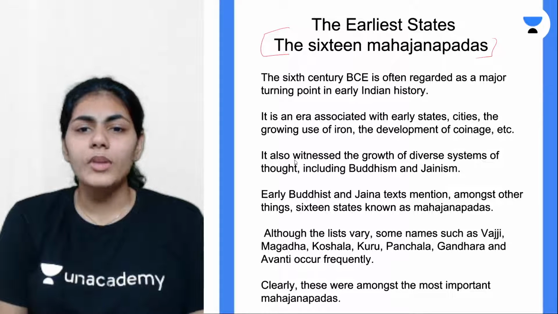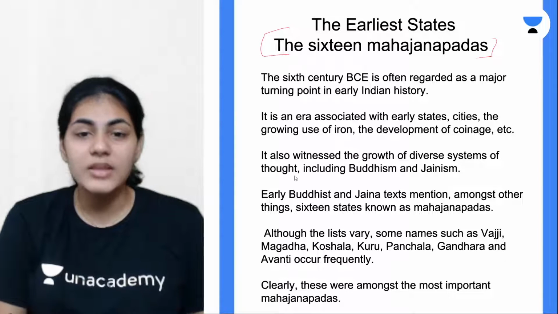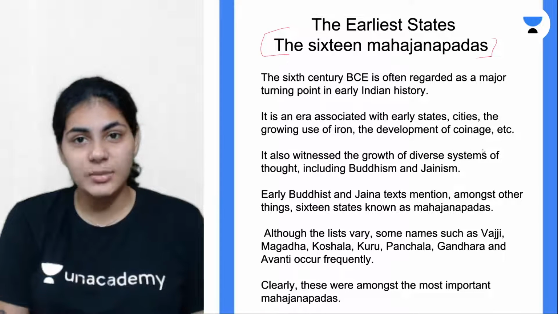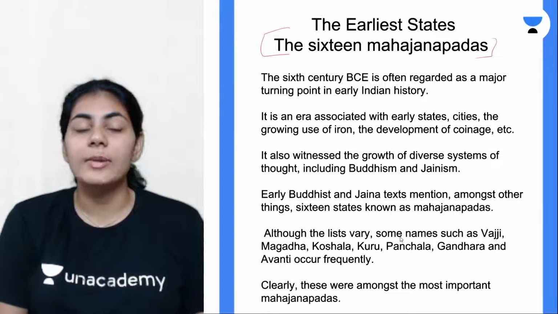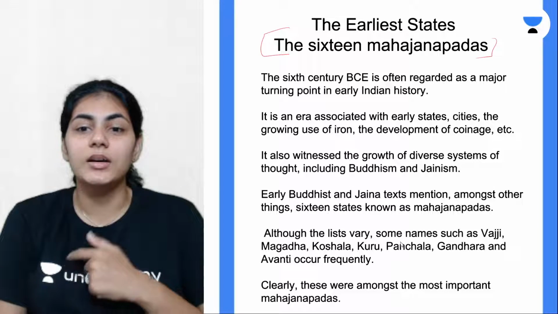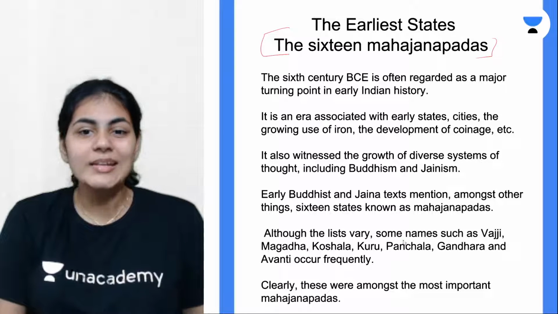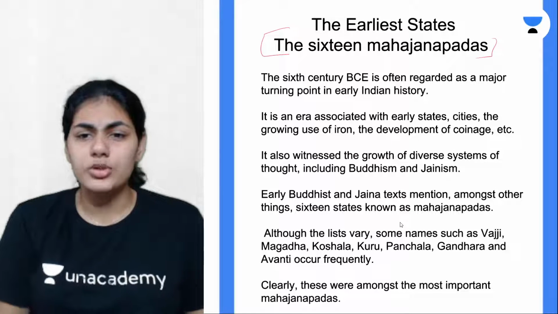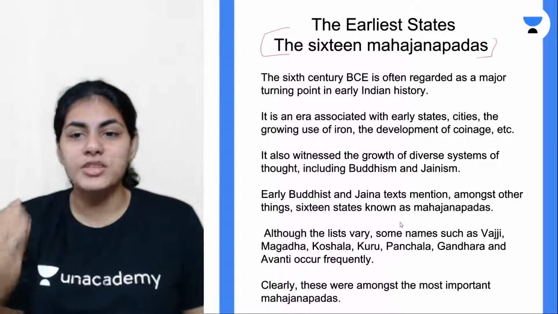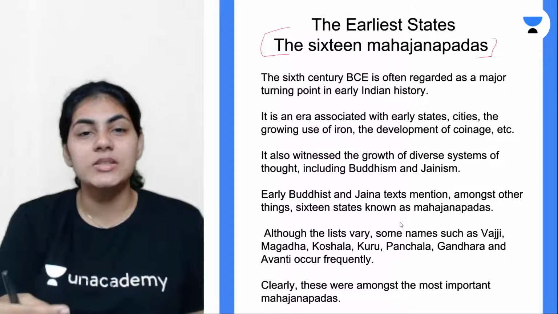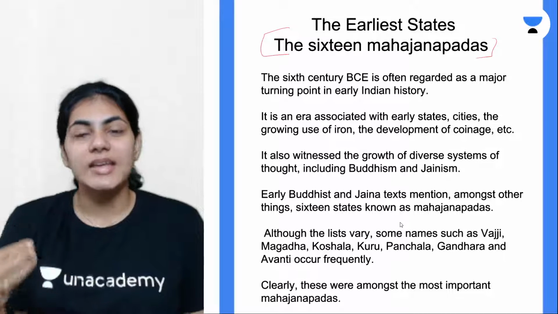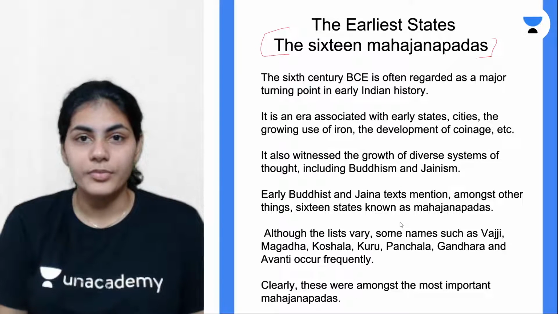Other than that, it also witnessed the growth of diverse systems of thought, for example, Buddhism and Jainism. Two very important religions which we'll be talking about in detail in the 4th chapter. But as most of you can recollect what Buddhism and Jainism are, all of these philosophies started emerging and consolidating themselves in the 6th century BCE.